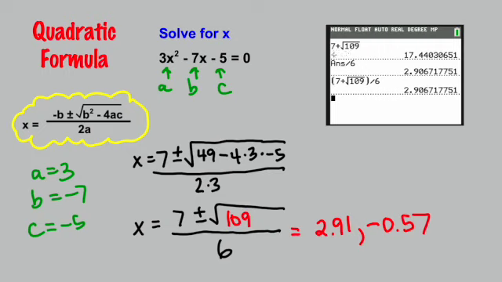So what I like to do is do this in 2 steps. 7 plus square root 109, get an answer. And then after I press enter, go ahead and press divide by 6. And then that's my final answer here. So that would round off to 2.91.